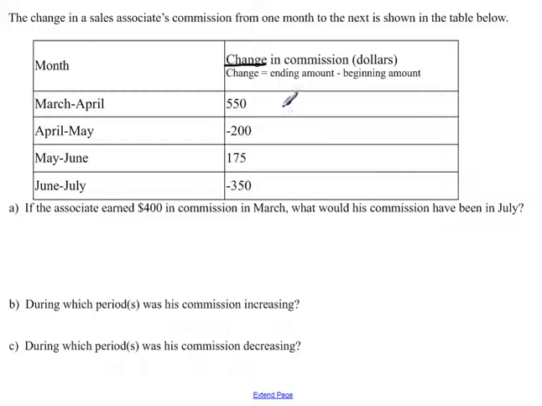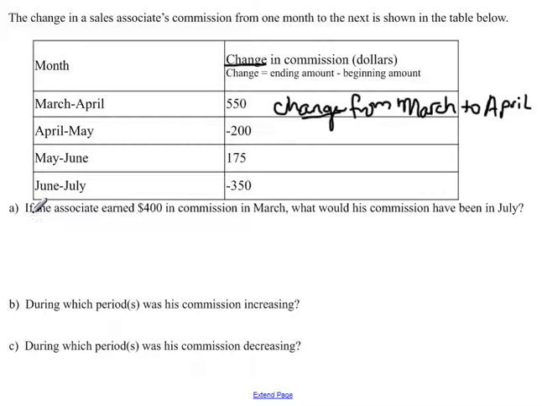His commission changed by $550. So you want to be sure that you make a note of that, whether it's a strong mental note or even just jot it down on your paper. Let your paper help you keep track of it. This is the change from March to April. Now let's see what we're being asked to do with this information.